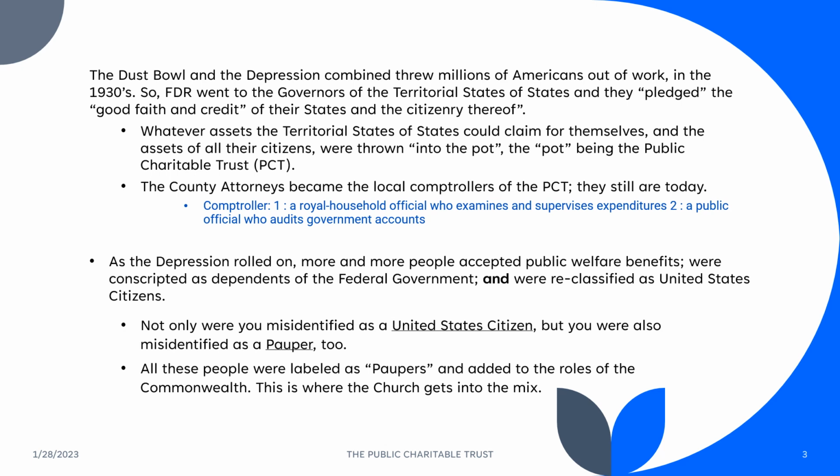So as the Depression rolled on, more and more people accepted public welfare benefits, were conscripted as dependents of the federal government, and were reclassified as United States citizens. Not only were you misidentified as a United States citizen, but you were also misidentified as a pauper too. All these people were labeled as paupers and added to the rolls of the Commonwealth. This is where the church gets into the mix.